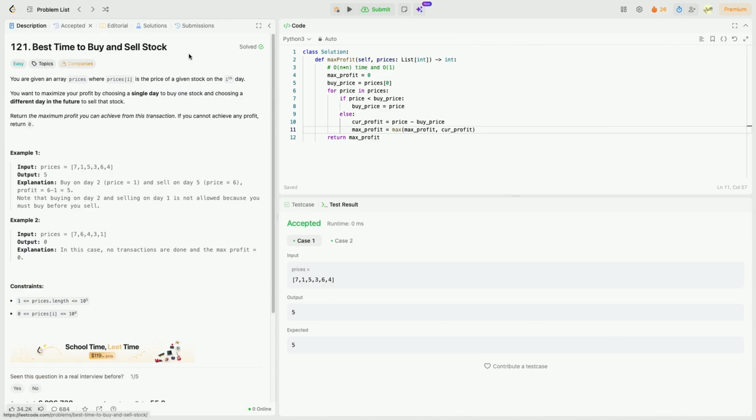Just to recap, best time to buy and sell stock is a classic LeetCode problem. You should know by heart how to do that one. It's a very simple one, but when you've encountered it for the first time, it might take you a little bit of head scratching how you might get there. The key is to find the next lowest buy price, and then from there on, just check how much profit you would make and update your max profit. That's all there is to that.